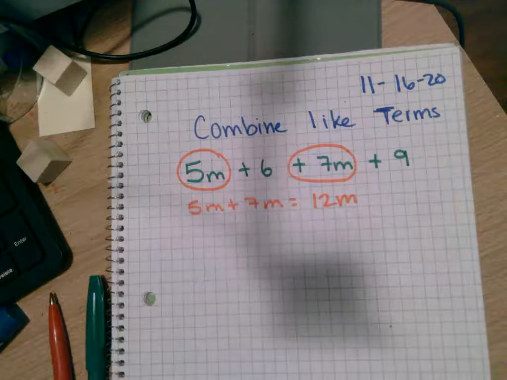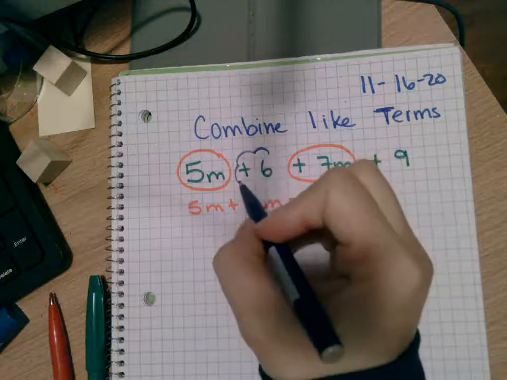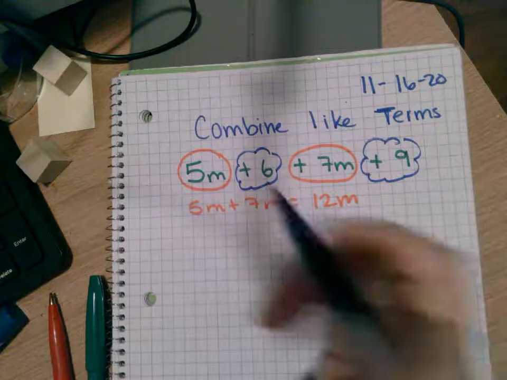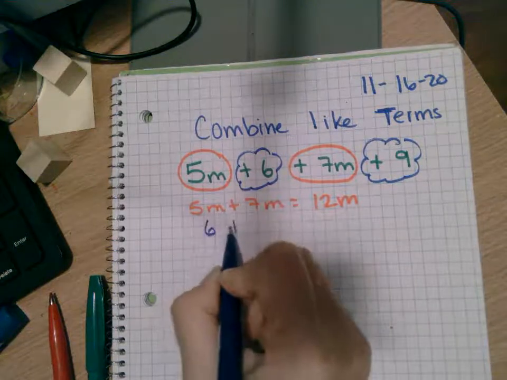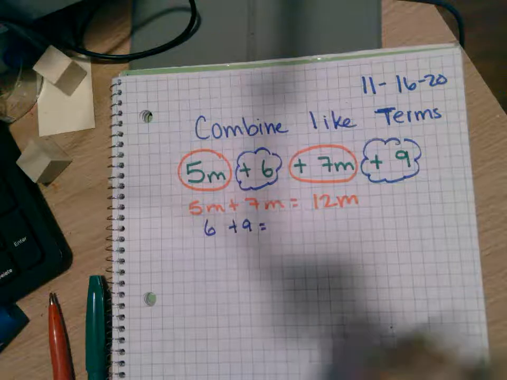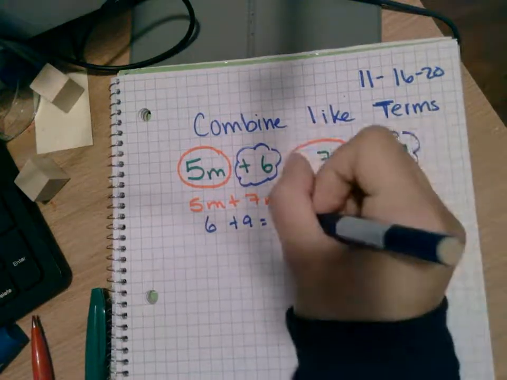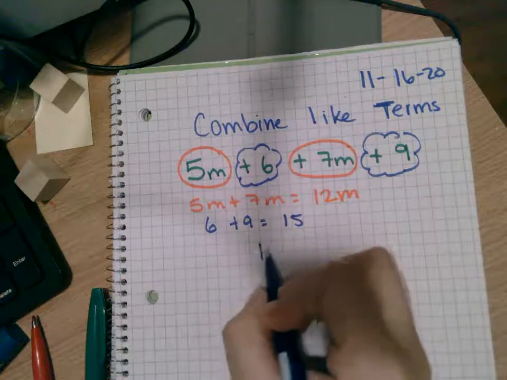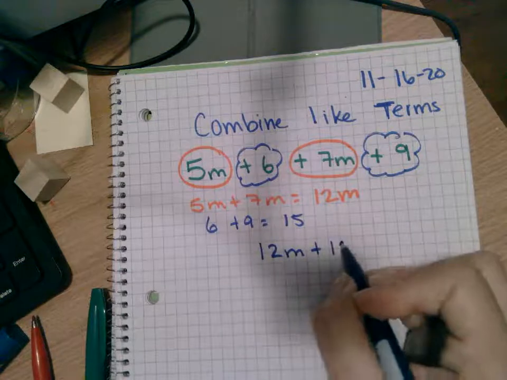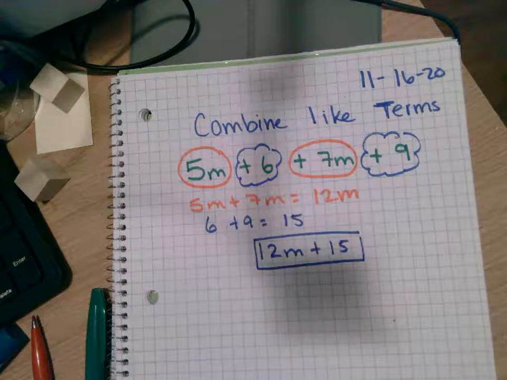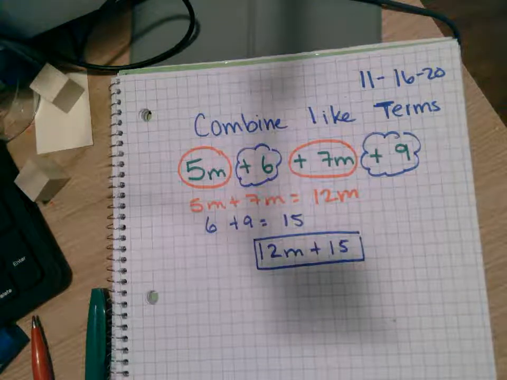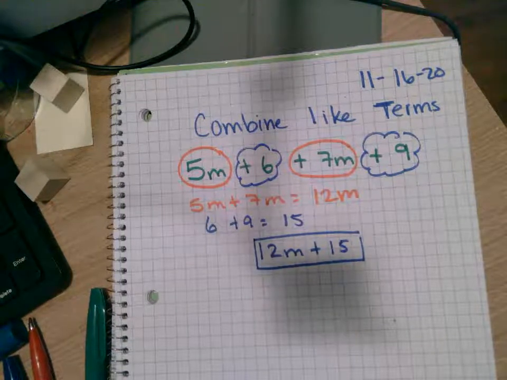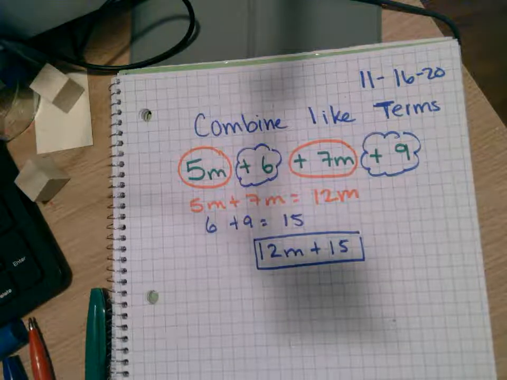Now, we have the number 6 and the number 9. And those don't have anything, no variables attached to them. So I think of it as like money. So $6 plus $9 is equal to 15, right? So our final simplified answer would be 12m plus 15. That would be our simplified answer for today. On Wednesday, we're going to turn this into an equation, but today we're just concentrating on combining like terms. Any questions so far? This is level 1.